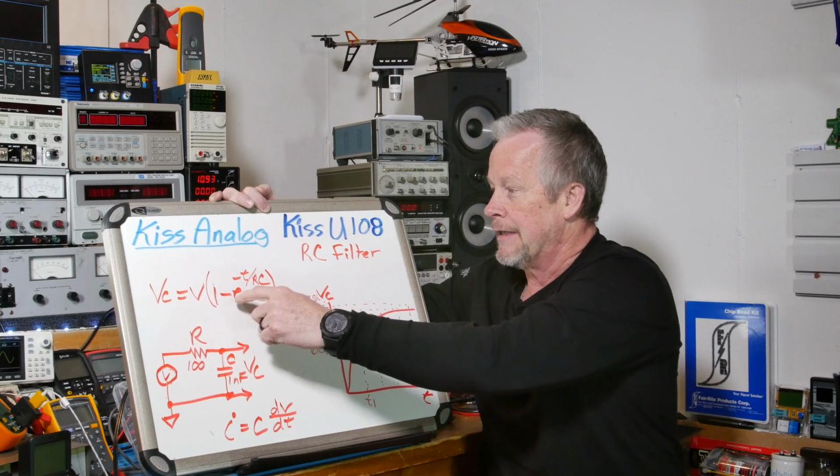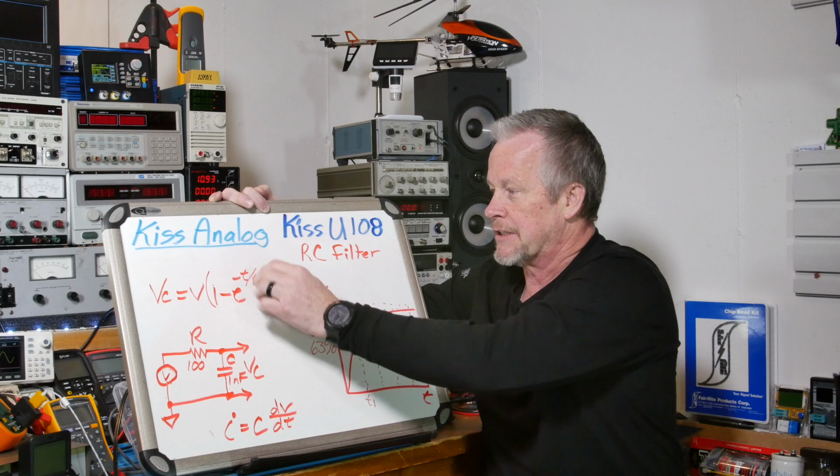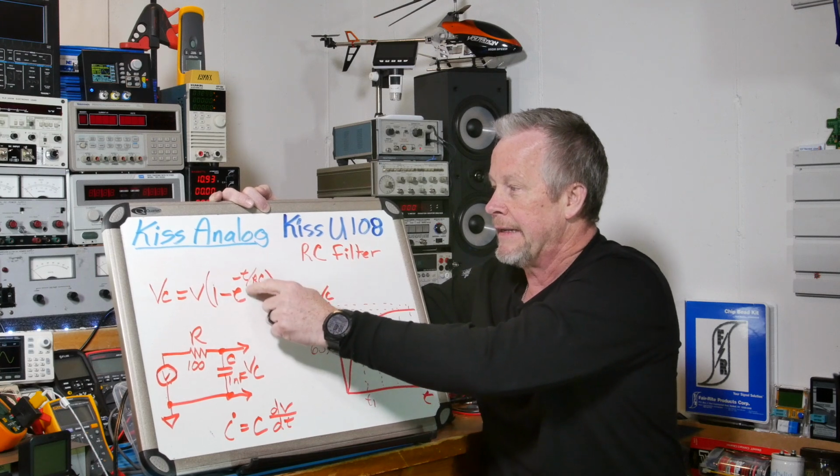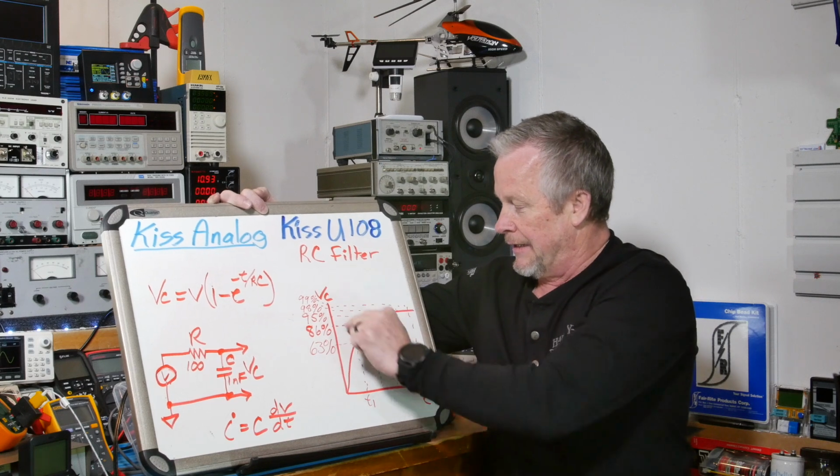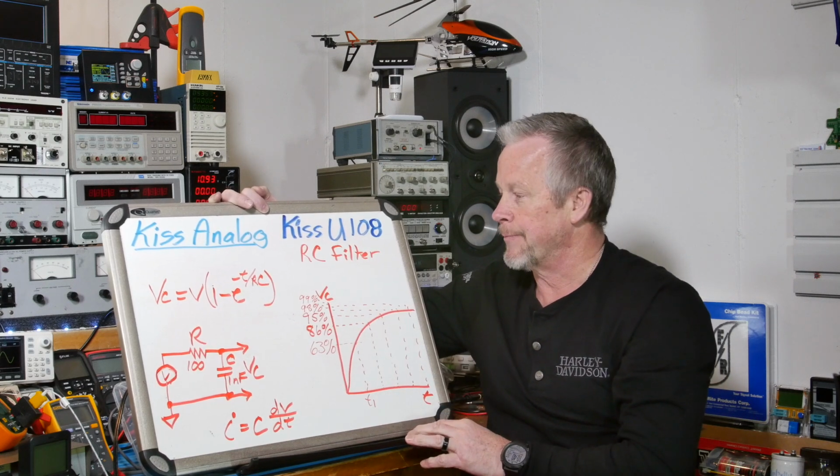It'd be current times e to the minus t, or you get rid of the 1 minus part. You just multiply your current by the e to the minus t over RC. So it would look just like the flipped over version of that.